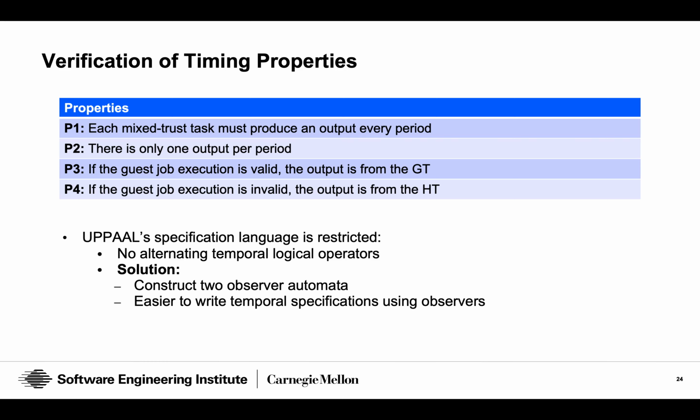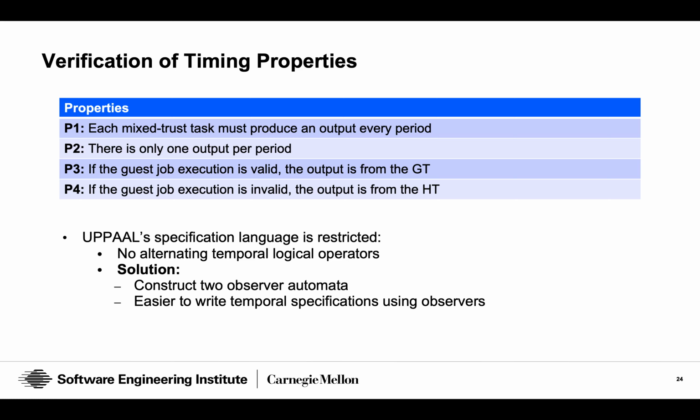So given this model, we want to prove the following properties that summarize the conditions presented previously. Namely, we want to prove that P1, each mixed stress task must produce an output every period. P2, there is only one output per period. P3, if the guest job execution is valid, the output is from the guest task. P4, if the guest job execution is invalid, then the output is from the hyper task.